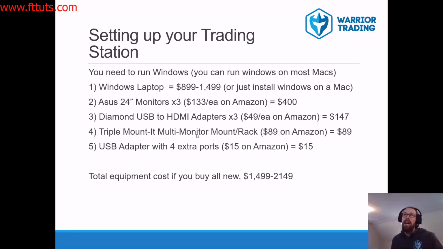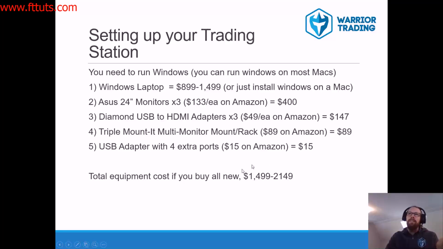I know Jeff for a long time has been using a Mac for his trading, and he's happy with it. I know Mike has a Mac, and it's fine if you want to, but I personally use PCs, and I'm happy with them. Number one, you need at least probably one laptop or one desktop computer. You need a couple of external monitors, $133 each. You need a couple Diamond USB to HDMI adapters. You need a triple mounted multi-monitor mount or rack, $89. And you need a USB adapter with 4 extra ports. Total equipment cost, if you buy all new, $1,400 to $2,100.